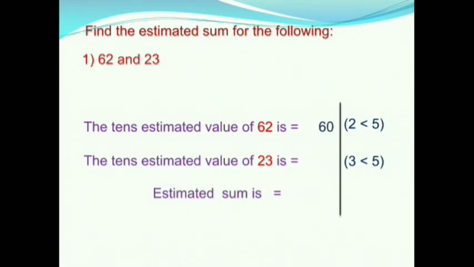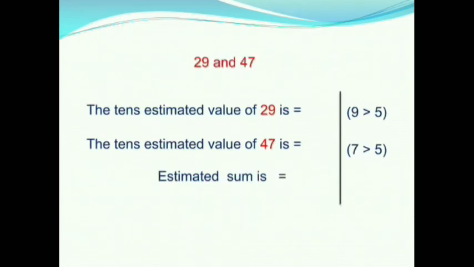In 23, 3 is there in the units place. 3 is smaller than 5. So we will write 0 in the units place. The estimated value of 23 is 20. Now we should add 60 and 20. 60 plus 20 is equal to 80. So the estimated sum of 62 and 23 is 80.